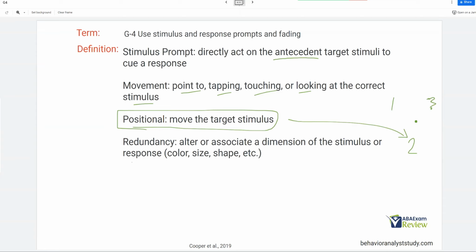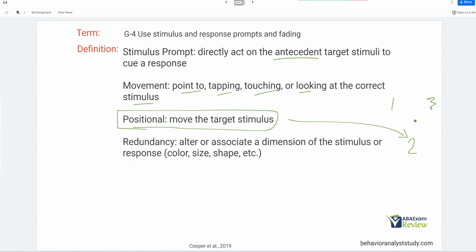Because there are going to be times where it's going to be better to act on the response or the stimuli, depending on your client. If you have a field of 3, and it's very easy to manipulate stimuli, stimulus prompts might be a lot easier to execute than a response prompt. For example, what if your client doesn't want to be physically prompted?